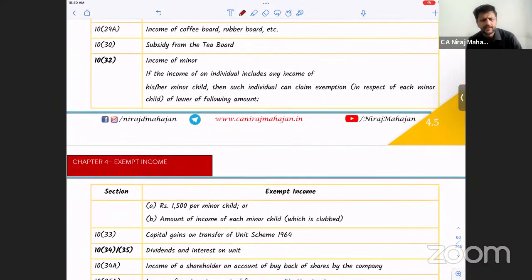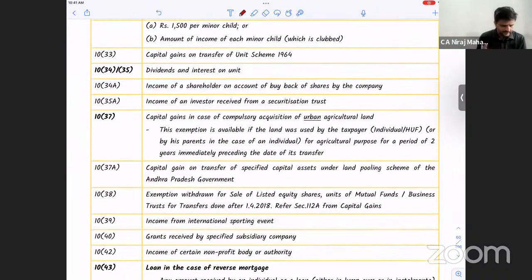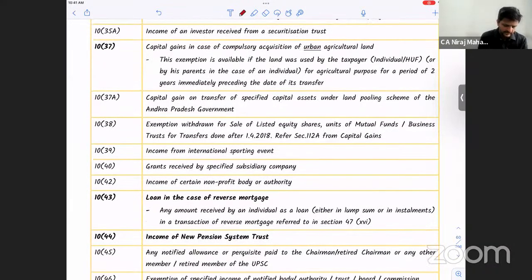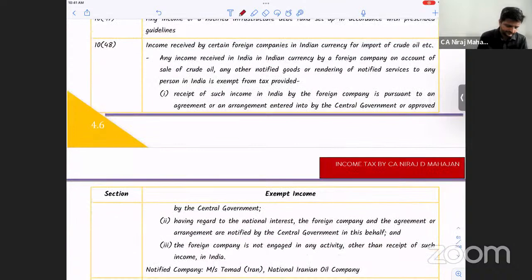We'll do later on. Again, like one of the last chapters, clubbing, etc. We'll have to do that time. Income of minor. Dividend interest, again later on we'll have to do. 1037 we'll have to do again in the chapter of capital gains. There's also capital gains. New pension system trust, section 80C. Again, we'll have to see NPS. That's it. Simple.